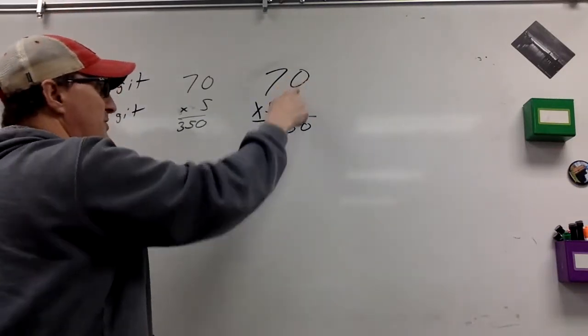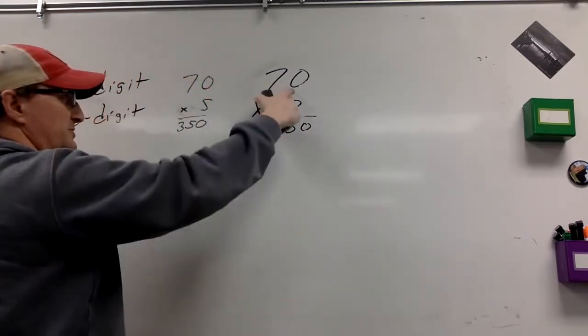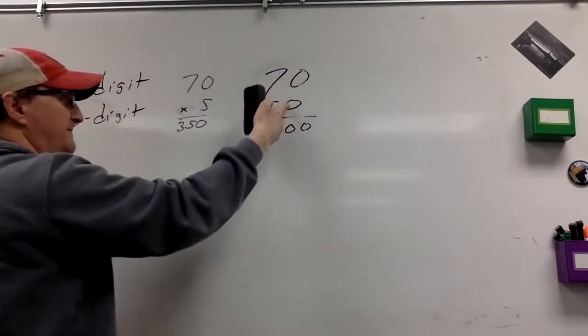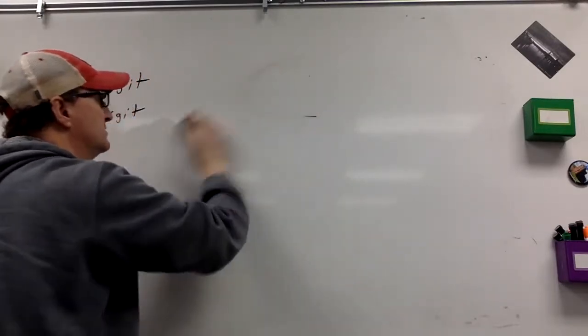So for every 0 in our factors, it's a 0 you got to put on in your product. Every 0 that you see in the factors, you got to put one of those zeros in the product. Let's try a few more.